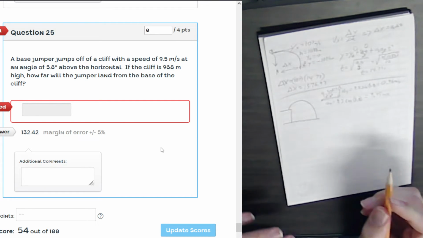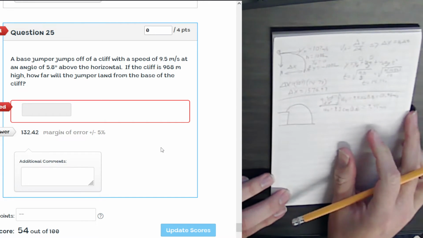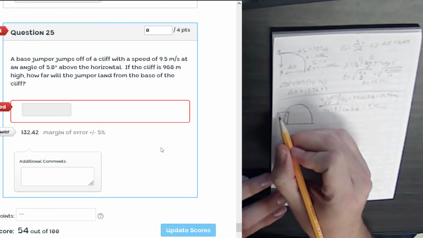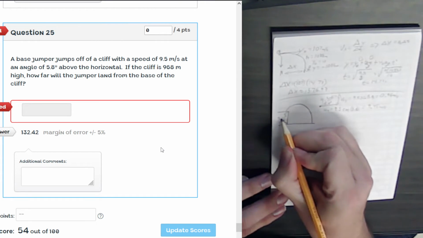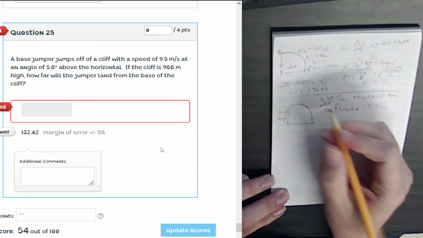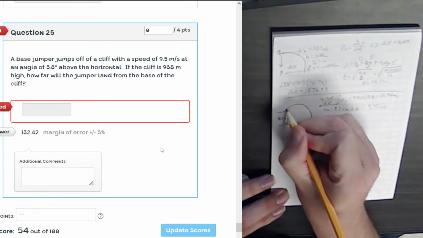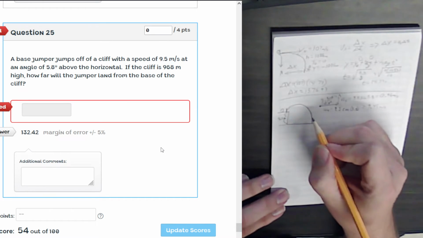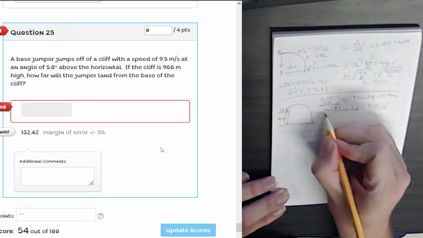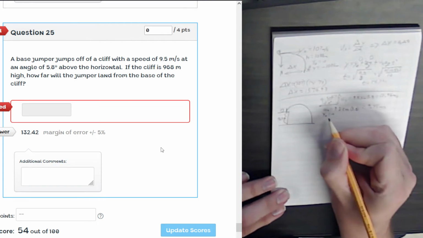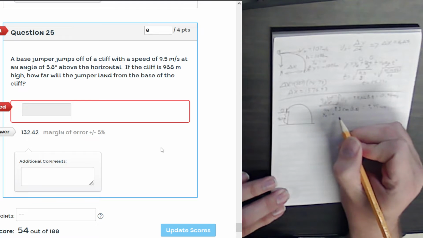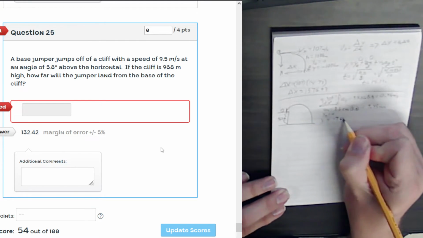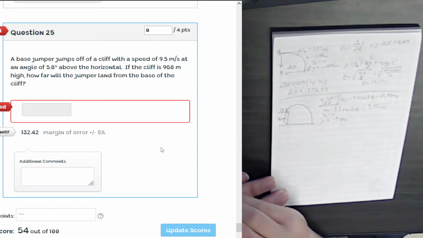Now, it also gives us the cliff's height, this height here, of 968 meters. So if we want to put, say, our origin here, it's going to fall down. And we could say that we have our initial height of 0 and our final height of negative 968 meters, because it falls down that far.